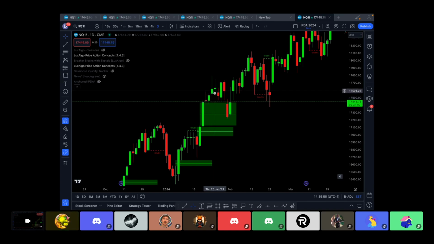Buy below the low, buy below the open, close below the high.